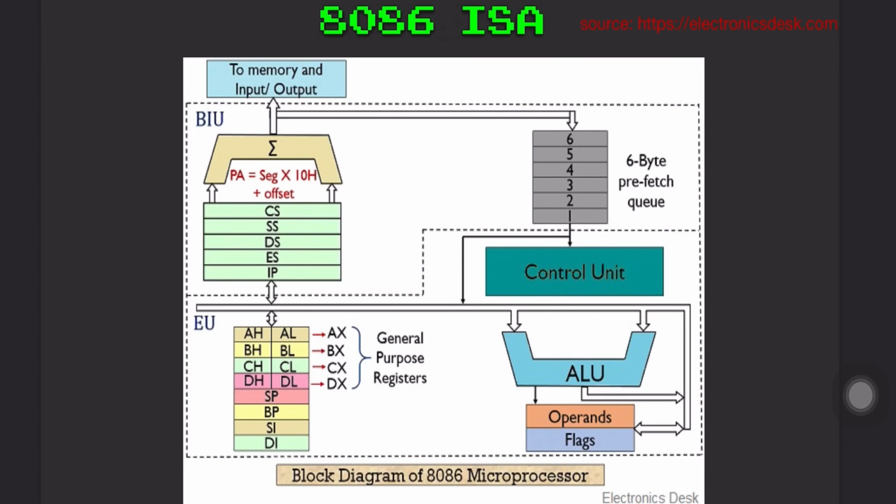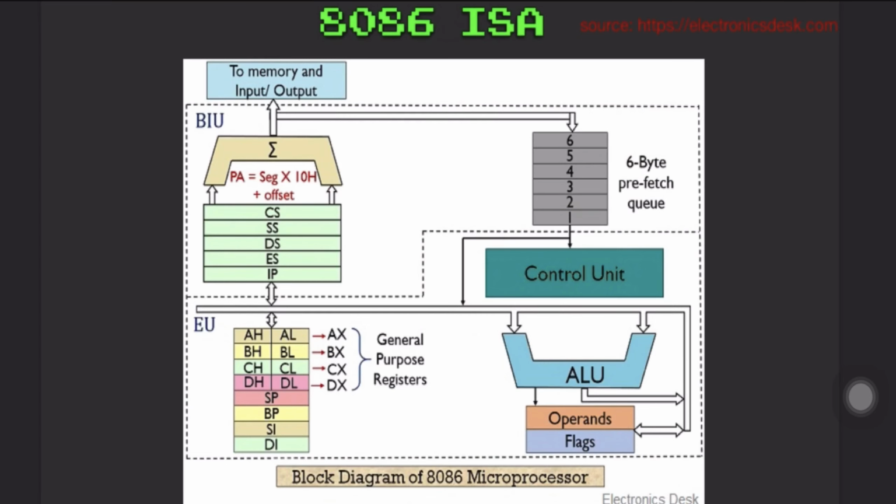8086 ISA is an example of a widely used general-purpose register architecture. It is a combination of stack, accumulator, and GPR and can be used in different ways. Here is a sample diagram of 8086 ISA from electronicsdesk.com.